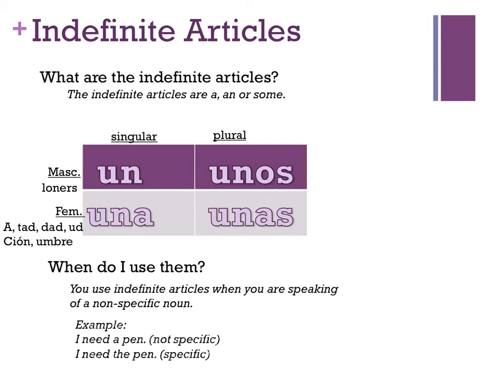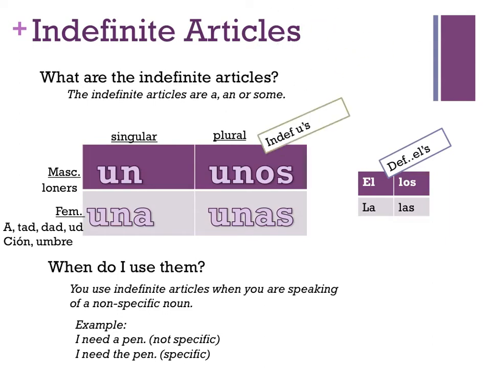For example, I need a pen. This is not specific. That means give me any pen that you see. I need the pen would be more specific, and we already know 4 ways in Spanish to say the. That's el, la, los, and las. That's the other chart right there. Those are the definite articles, while the new ones that we're learning are the indefinite articles.